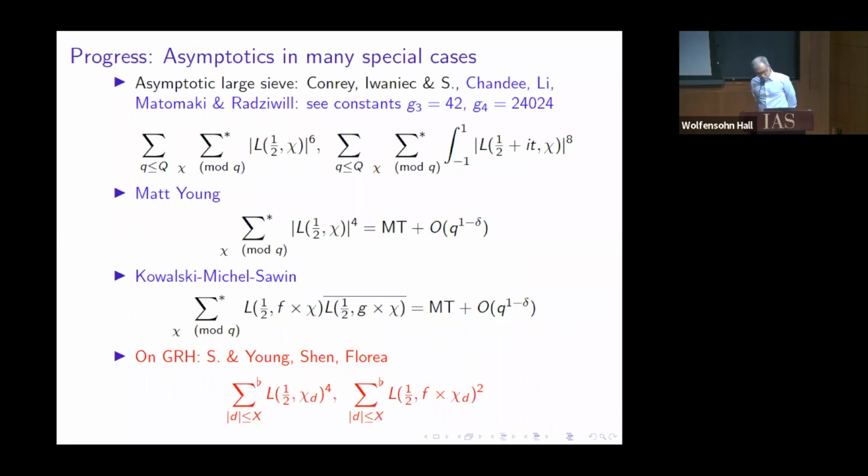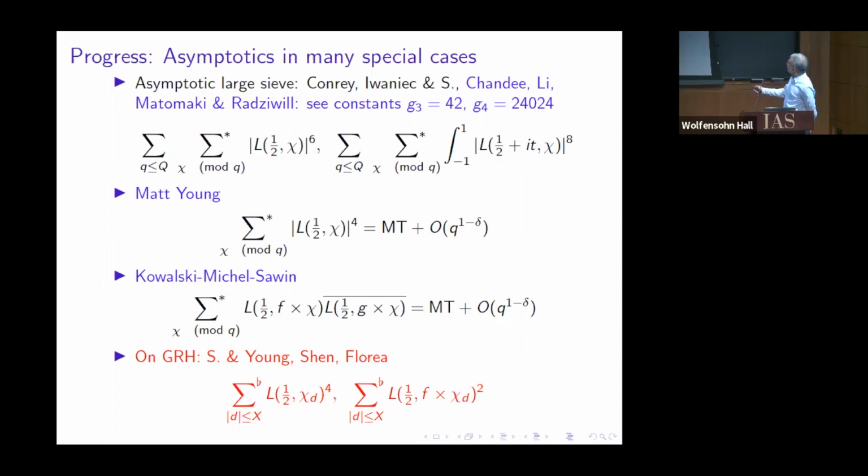The other type of progress has been to get asymptotics in many special cases. I'll give a few of these examples. Maybe I'll just say something about two of them, which we will hear from Pai Chandi on Friday, hopefully: that you can compute the 6th moment of all Dirichlet L-functions with conductor going up to Q.